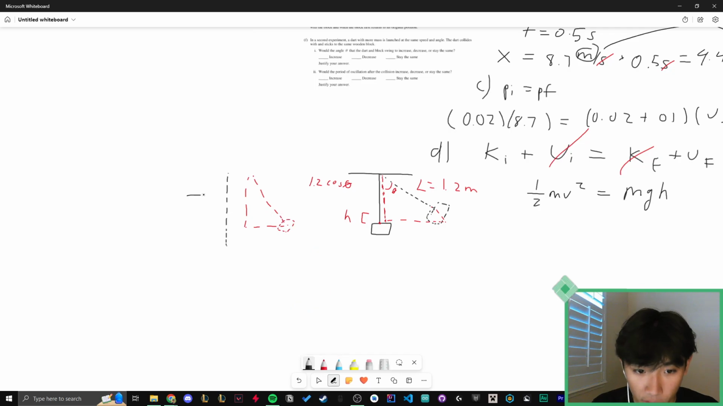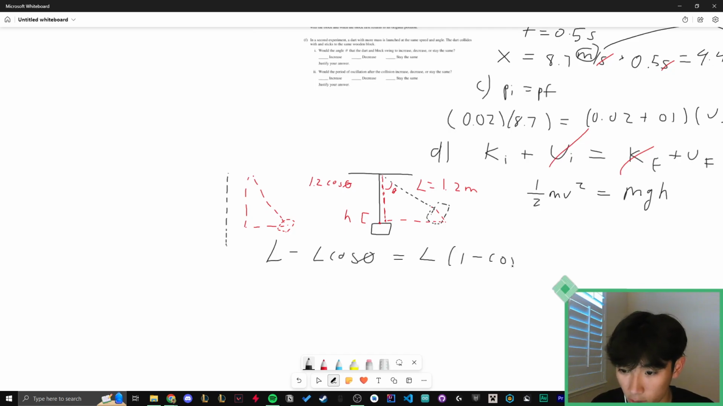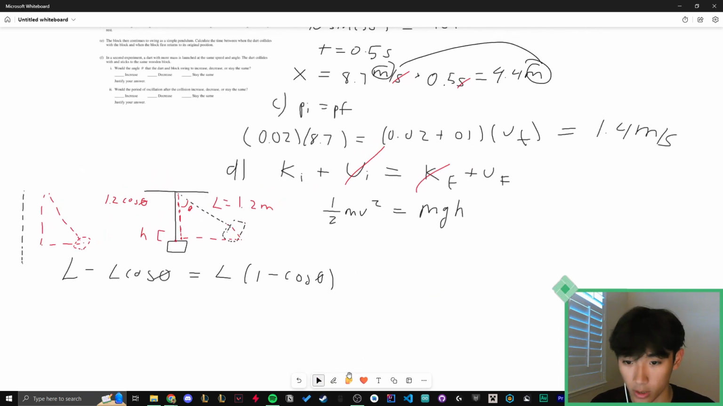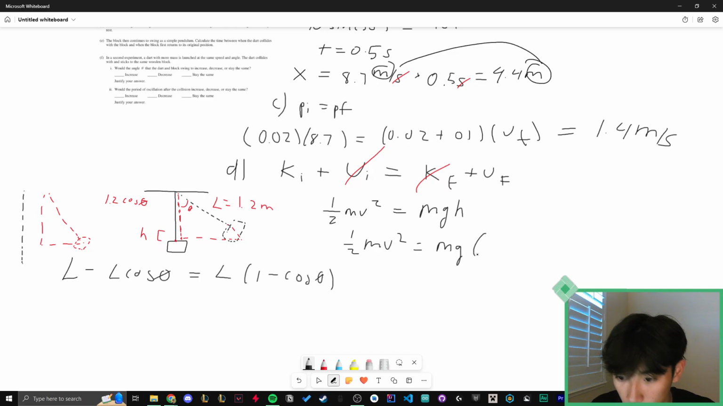As we know, this one is the longer one, so that's L. And then we take the vertical component, which is 1.2 cosine theta, or L is just 1.2, so I'm just going to write it in terms of L and theta. So we can rewrite this and simplify it to L times 1 minus cosine theta. And that is what we're going to replace h with, because that is what h is equal to. So let's rewrite this equation: 1/2 mv squared is equal to mgL(1 minus cosine theta).